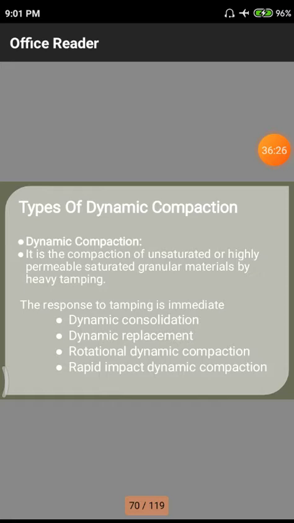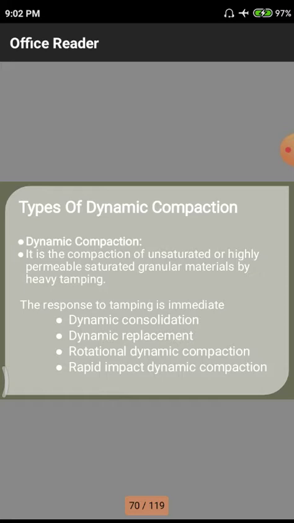The types of dynamic compaction, up to that we were having point load compaction. The different types of dynamic compaction we have are dynamic consolidation, and second one is dynamic replacement, rotational dynamic compaction, rapid impact dynamic compaction. These are the different dynamic approaches for densifying the soil.